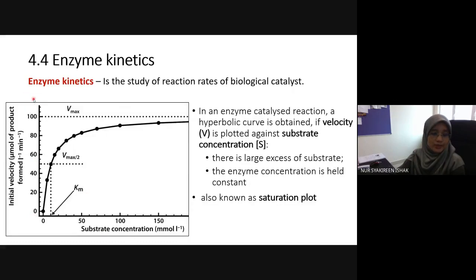The y-axis shows you the velocity, the rate of reaction. The rate of reaction is velocity. The x-axis here is the substrate concentration. So in the graph, it gives you the concentration of substrate in, for example, millimole, millimole per liter.